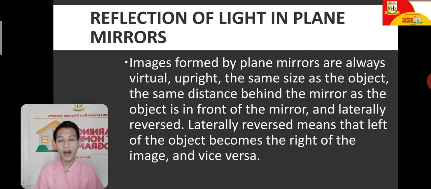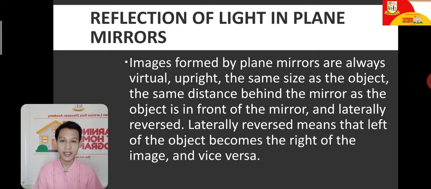Unang-una, images formed by plane mirrors are virtual. Okay? Pag sinabi natin virtual, again, images that are formed behind the mirror. Okay? So, hindi na kailangan ng screen para mag-project. Okay? Next one is upright. So, the position of the object is same as the position of the image. Kung siya ay nakatayo, nakatayo din makikita. Kung nakahiga, nakahiga din makikita sa may image.